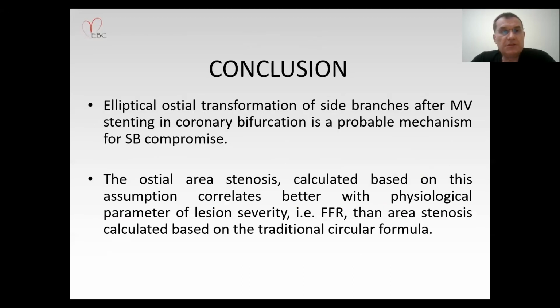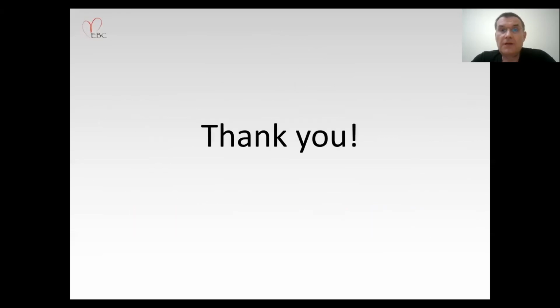In conclusion, the elliptical ostial transformation of side branches after main vessel stenting is a probable mechanism of side branch compromise. The ostial area stenosis calculated based on this assumption correlates better with the physiological parameter of severity, FFR, than area stenosis calculated based on the traditional circular formula.